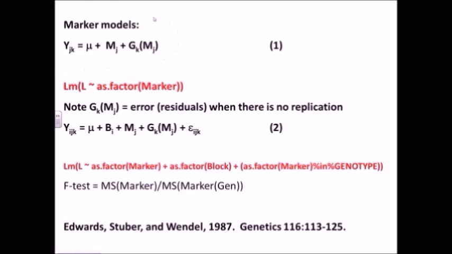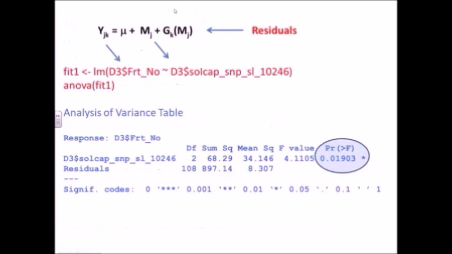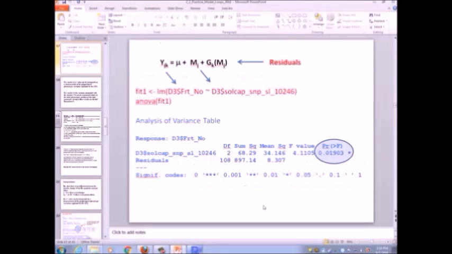Let's concentrate on this simple model. This is our residuals. This is our marker effect. This is our phenotypic value. So when I run it, this is what I get. Okay, so how do I interpret this ANOVA? So the interpretation then is that this marker, which has this ungodly name, SolCap-SNP SL10246, is linked to a gene or genes that control fruit number.